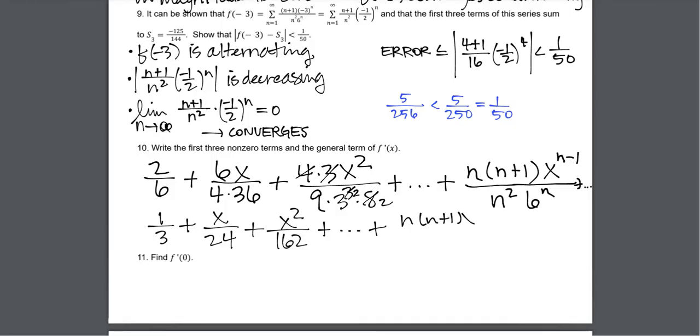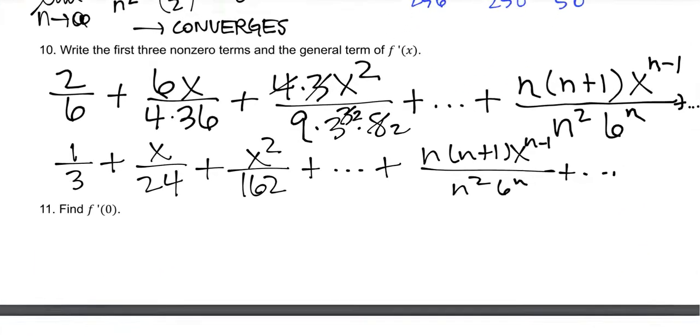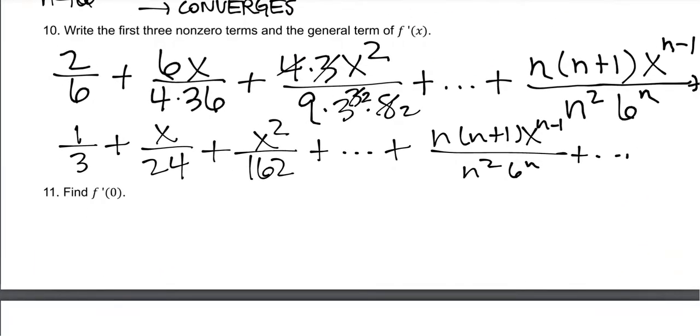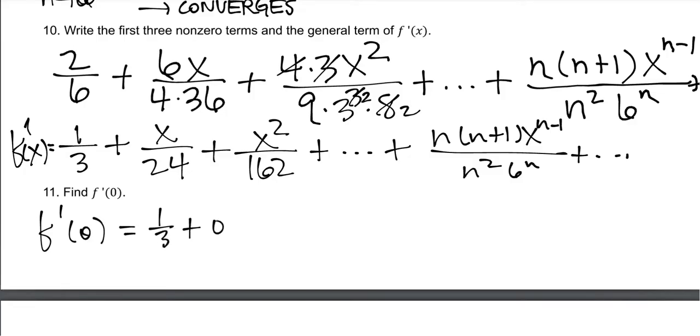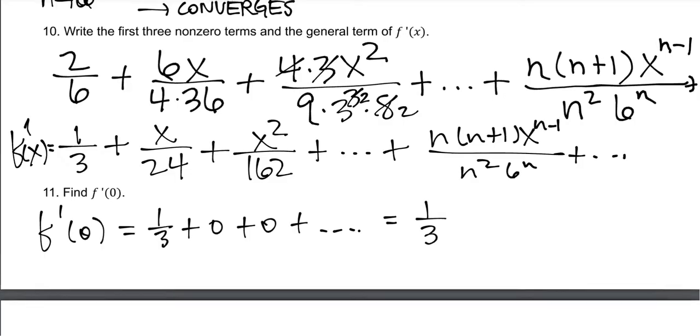I don't think there's anything I can do with this. Divided by n squared 6 to the n, and so on. All right. Now, if I plug in 0 to f prime of x, because this is what f prime equals, if I plug in 0 there, I'm going to get 1/3 plus a whole bunch of zeros. That's just going to equal 1 over 3.